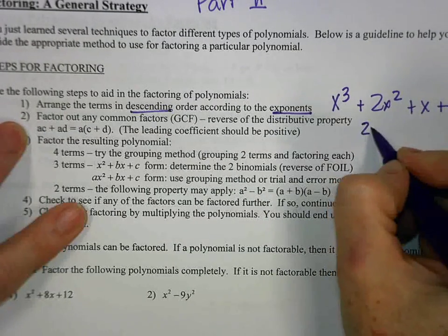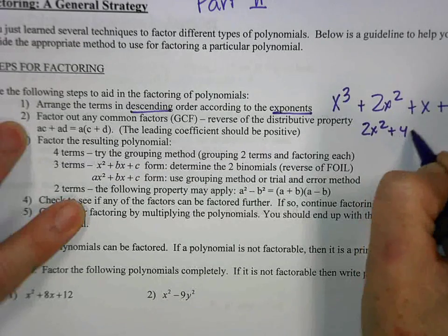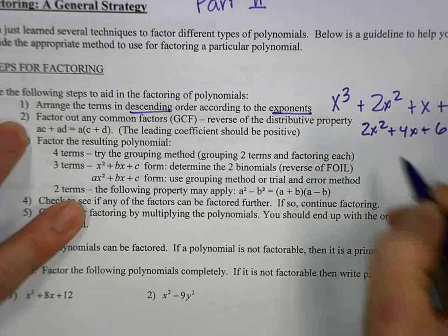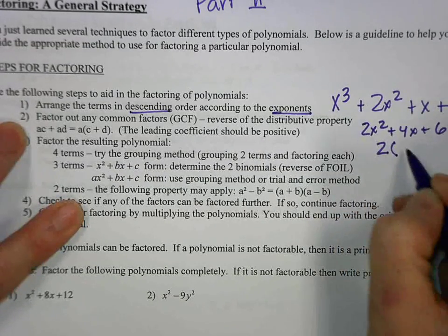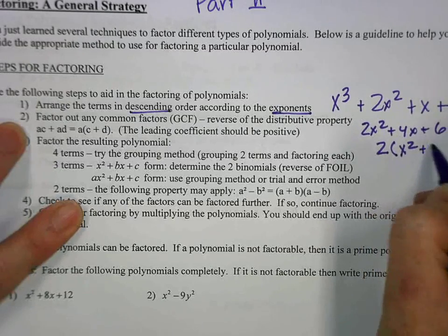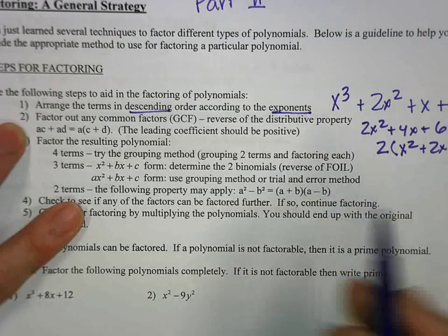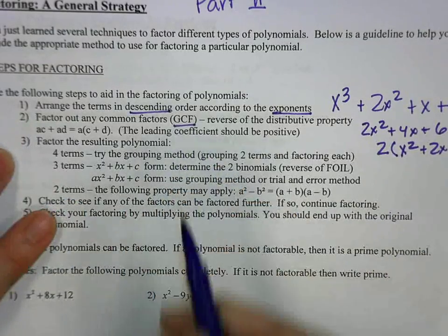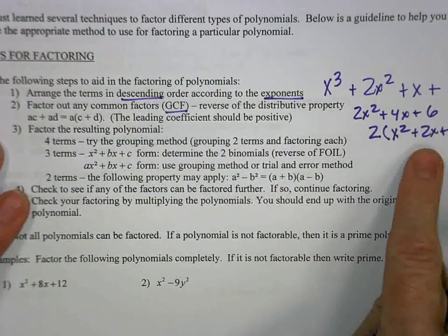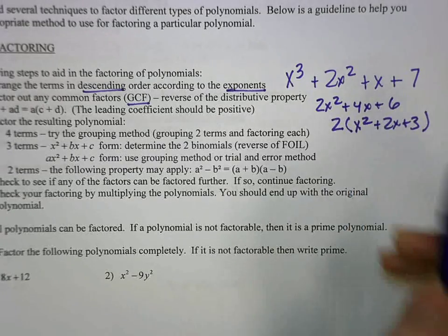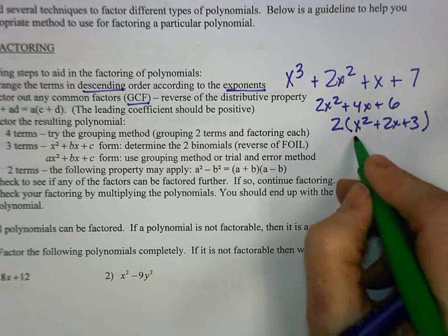For example, if I had 2x squared plus 4x plus 6, I would factor out the GCF, which would be 2. 2 times x squared plus 2x plus 3. That's the second step. Descending order, GCF. Then I decide, what do I have left? I look at what I have left and how am I going to factor it?